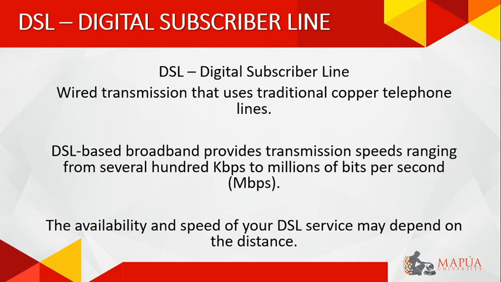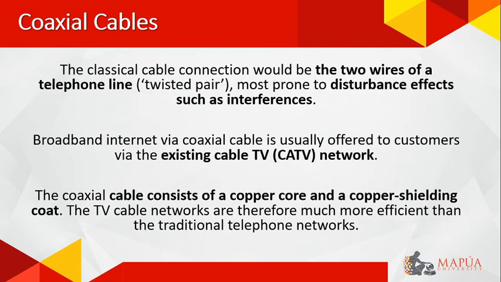Digital subscriber line is wire transmission that uses traditional copper telephone lines. DSL-based broadband provides transmission speeds ranging from several hundred kbps to millions of bits per second. The availability and speed of your DSL service may depend on the distance. The next type of wired broadband technology is the coaxial cables.